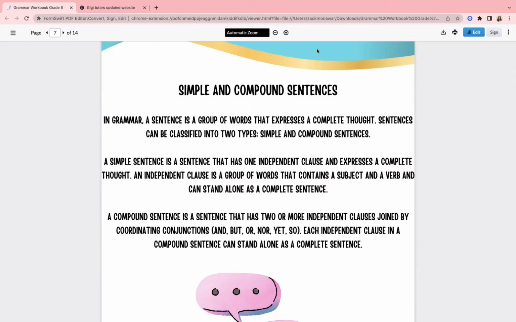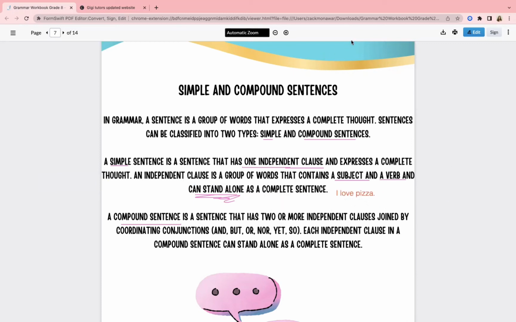So remember, a complete sentence expresses a complete thought. And we have two types of sentences we're learning here, which are the simple sentence and the compound sentence. A simple sentence is a sentence that has one independent clause and expresses a complete thought. It's a group of words that contains a subject and a verb and can stand alone as a complete sentence. So that's what an independent clause is. A compound sentence is different because it has two of these.